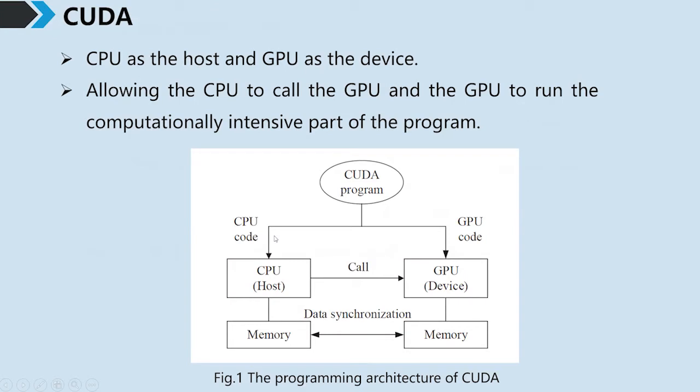As we know, CUDA is a new computing unified device architecture that applies the GPU as a data parallel computing device without the graphics API mapping. It is suitable for multi-threaded program modes. CUDA uses the CPU as the host and the GPU as the device, allowing the CPU to call the GPU and the GPU to run the computationally intensive part of the program. The CUDA programming architecture is shown in Figure 1.